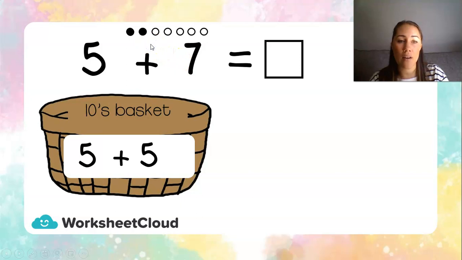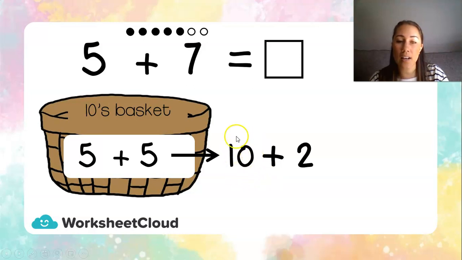And we take 5 away. And now we are going to have 10, because 5 plus 5, we needed to make 10 inside this basket. But now we need to add what is left of that 7. And we have 2 left. So we're going to add 2.